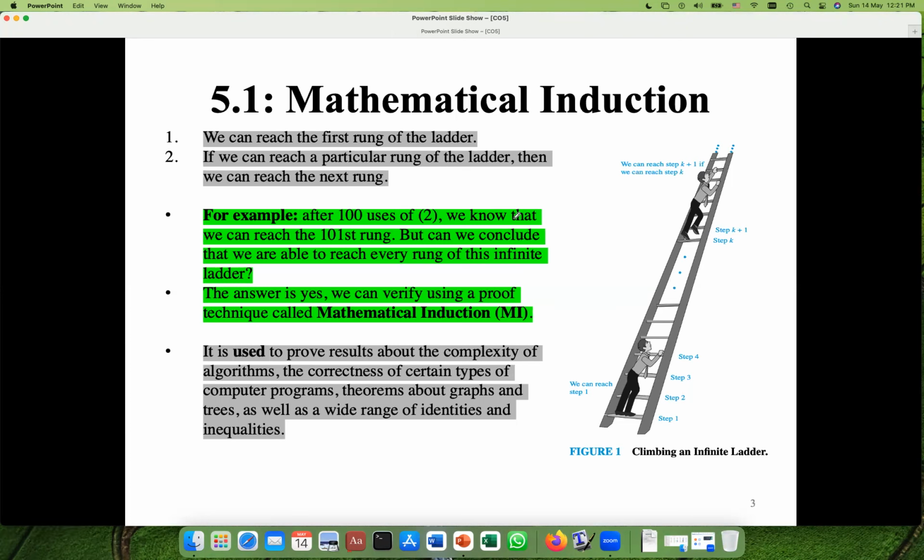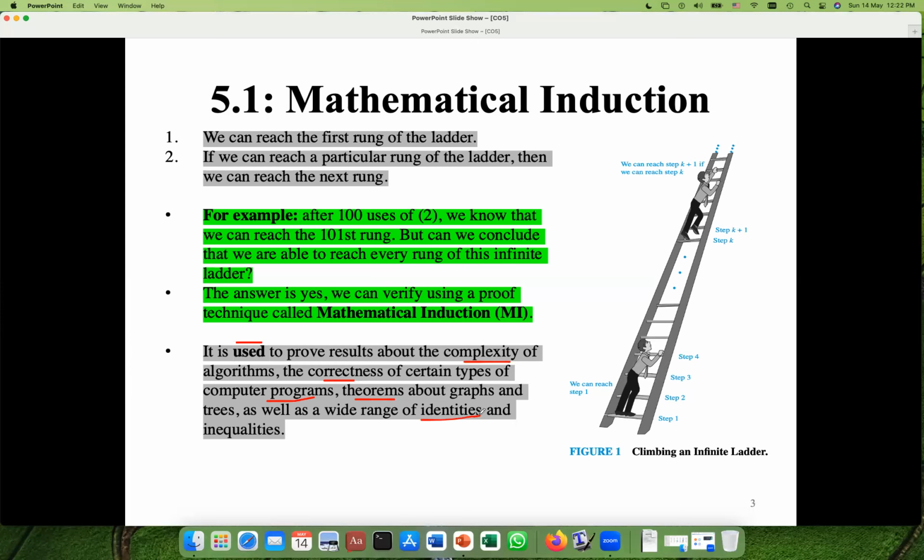And normally we use this mathematical induction to prove something. We normally use this mathematical induction to prove something, the complexity of an algorithm, the correctness of algorithms or programs, or to prove some kind of theorem about graphs and trees, or to prove some identities.